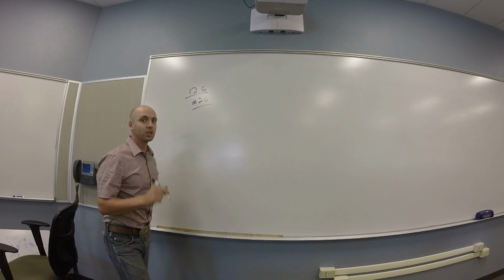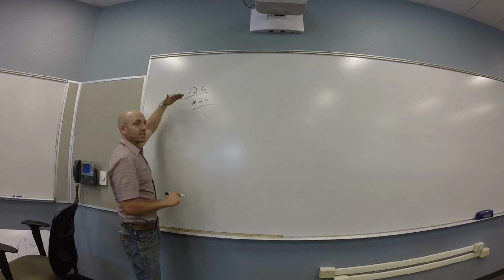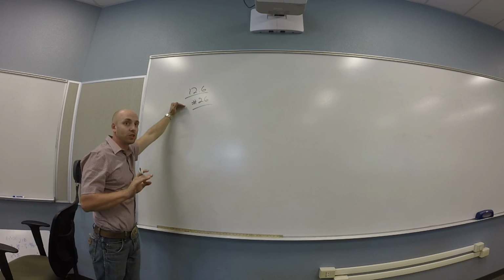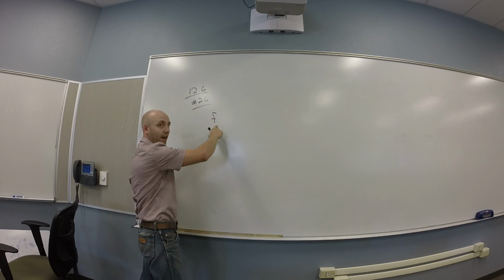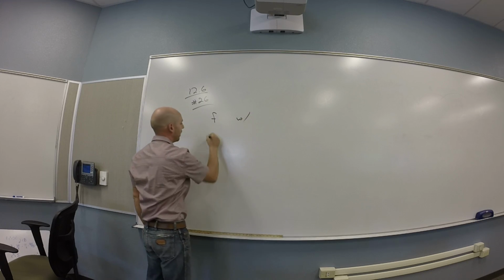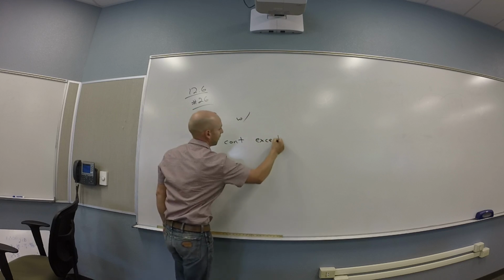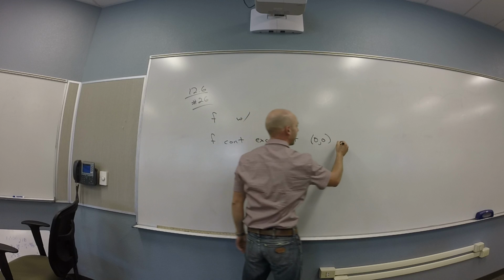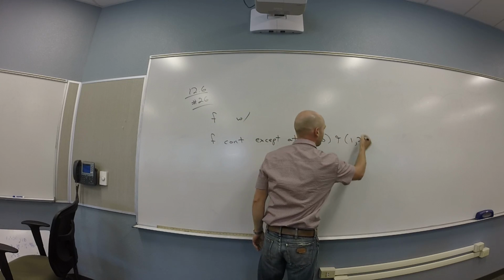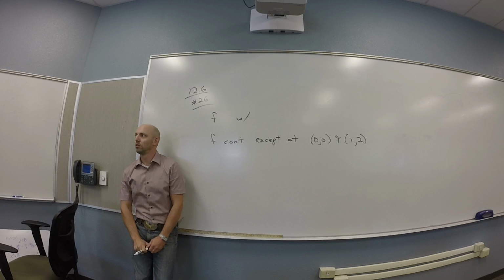Okay, so I'm supposed to give an example in 12.6, number 26, of a function that's continuous. So I'm supposed to provide f with f continuous except at, what are the points? 0, 0, and 1, 2.